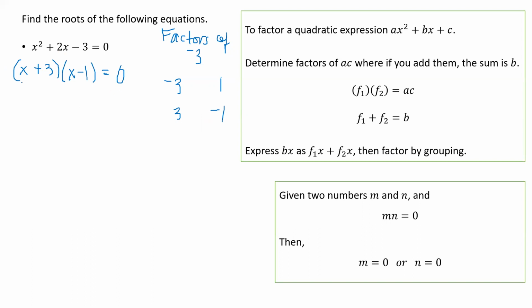Again, now we'll find the roots. That means x plus 3 is equal to 0, or x minus 1 is equal to 0. Let me put a separator here. And lastly, we can determine the roots. That is x is equal to negative 3, or x is equal to 1.